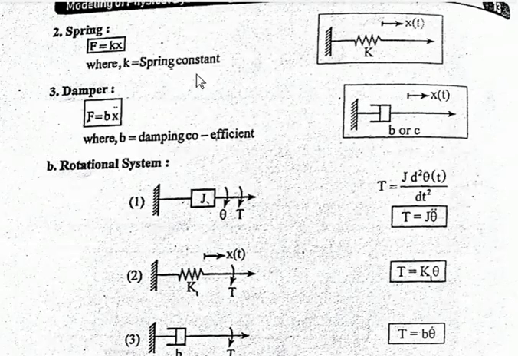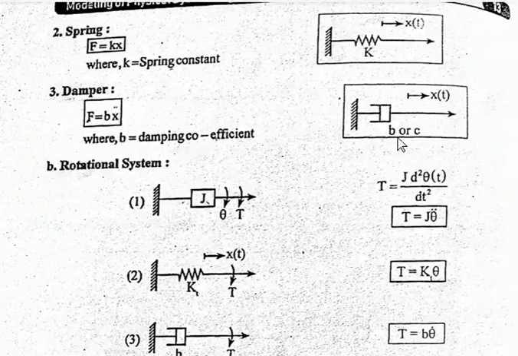Okay. So next is a damper. This represents the physical system of a damper. You have to remember the symbol for how to represent the spring, how to represent the damper, and how to represent the mass. Here it is showing the damping system.